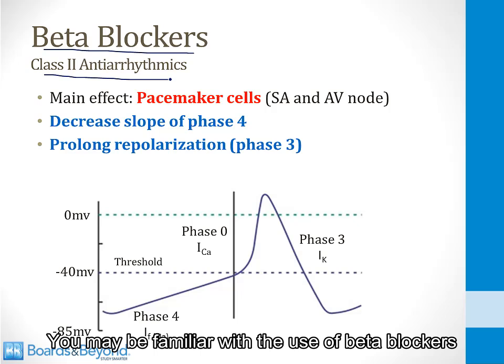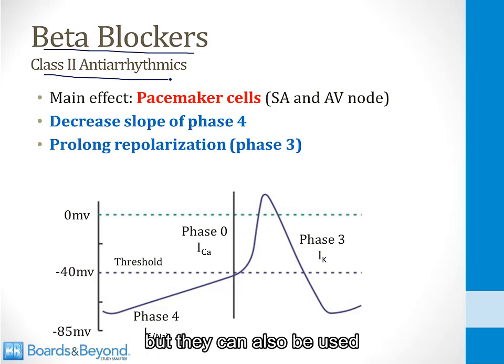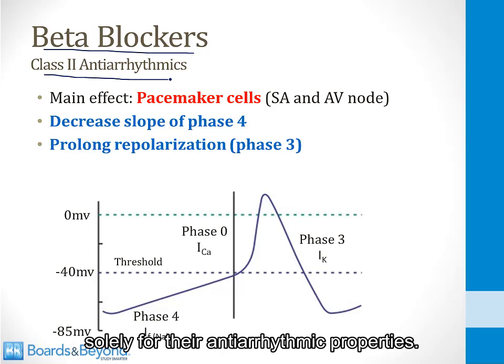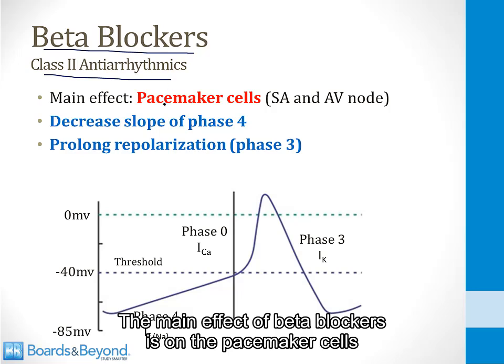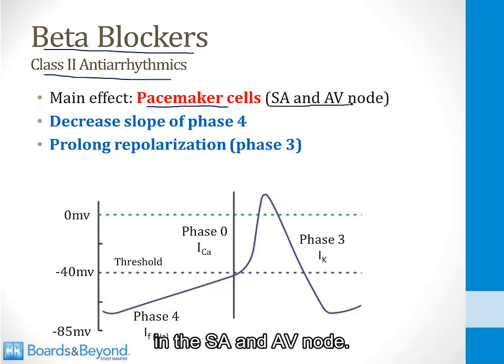You may be familiar with the use of beta blockers to treat hypertension, but they can also be used when hypertension is not a problem solely for their antiarrhythmic properties. The main effect of beta blockers is on the pacemaker cells in the SA and AV node.